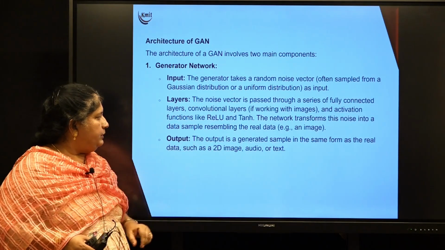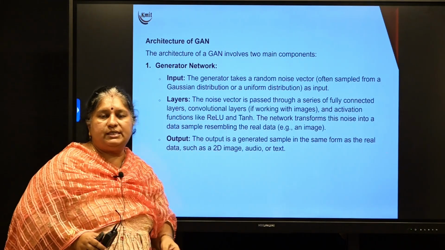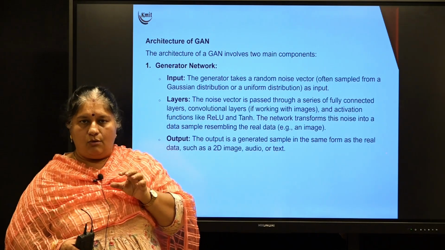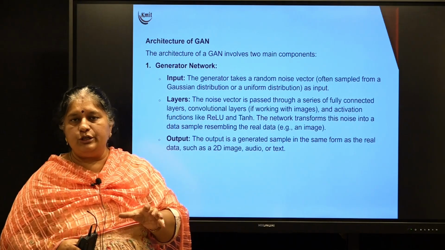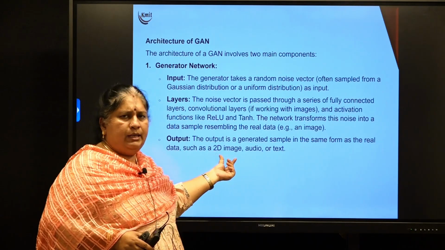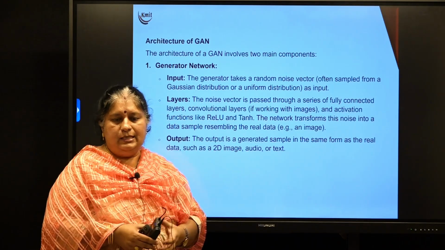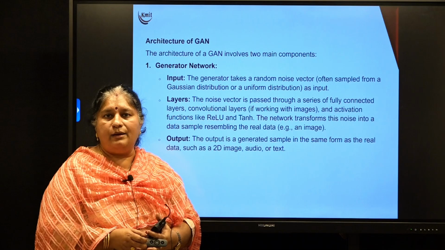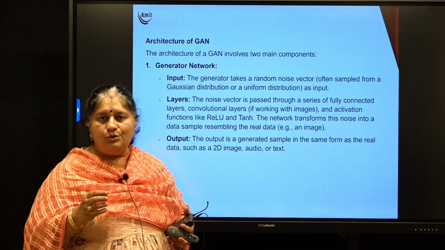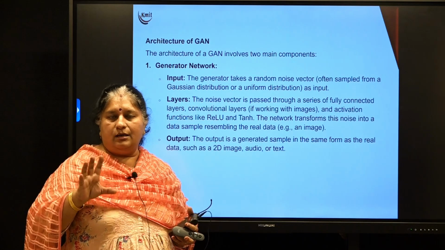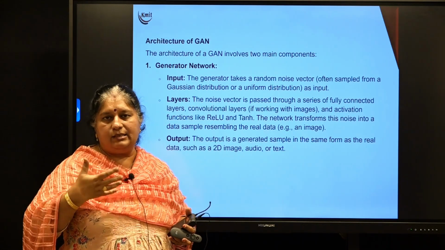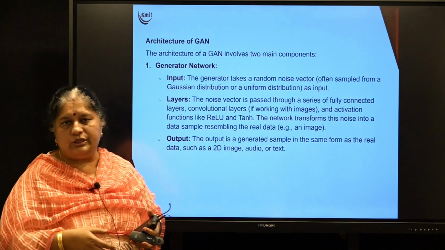What is the output? The output coming from the generator network is exactly or almost similar to the original data, which could be a 2D image, audio or text. See, some people say, "This is not my voice, somebody has mimicked my voice." So you are trying to create an audio message or a video message which exactly resembles the original person or original content.